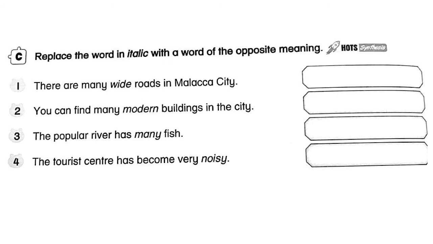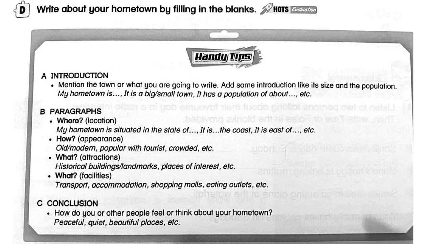C. Replace the word in italic with a word of the opposite meaning. Okay, there are many wide roads in Malacca. Okay, wide, luas. So sempit, narrow, yes. You can find many modern buildings in the city. The popular river has many fish. Yes, few. The tourist centers has become very noisy, bising, senyap. Sunyi? Okay, quiet. Yes.